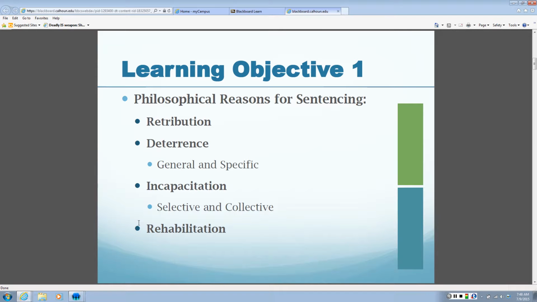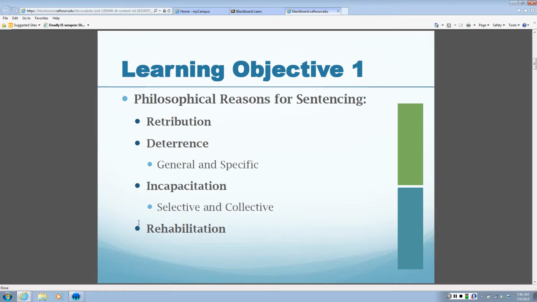The first philosophical reason for sentencing is retribution, and this basically suggests to us that if you do wrong, if you break the law, if you engage in a criminal act, and you cause some harm to someone or some harm or potential harm to society, then we're going to get back at you. That's this whole idea of retribution. When we punish you, the state is getting back at you for this particular criminal activity that you have been convicted of.